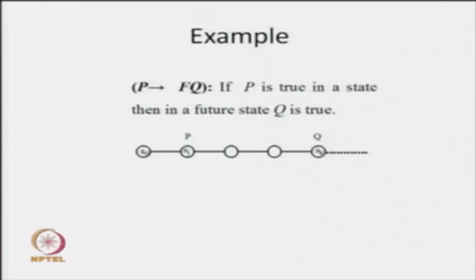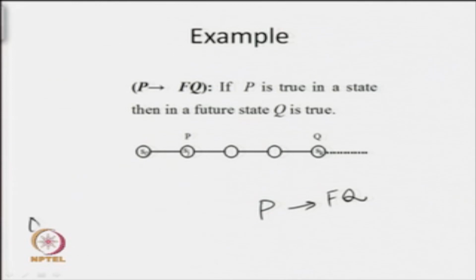Now, just look at an example in this particular scenario. We are saying that P implies F q. So, this is the formula. I am giving a formula, say here, P implies F q. Now, what does it mean?